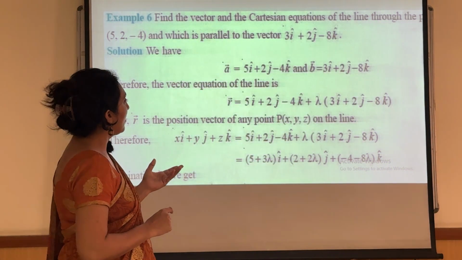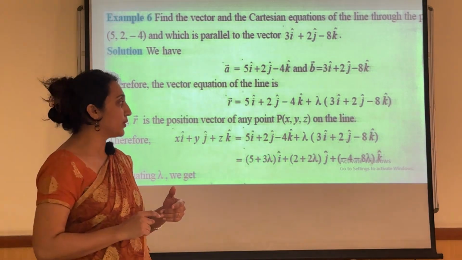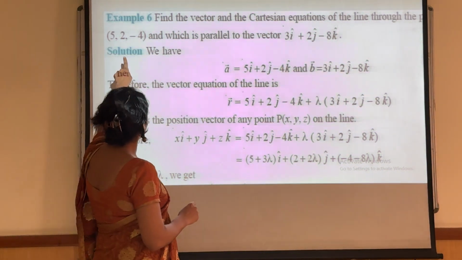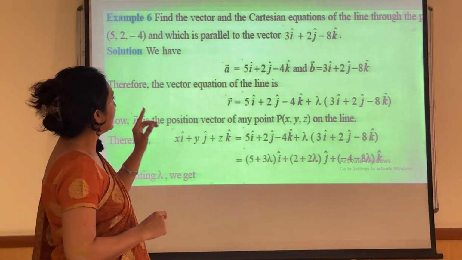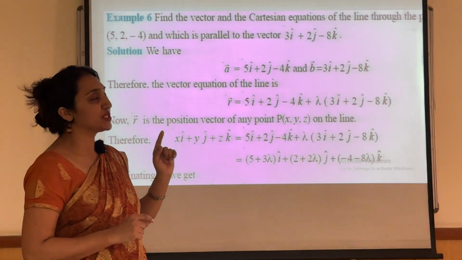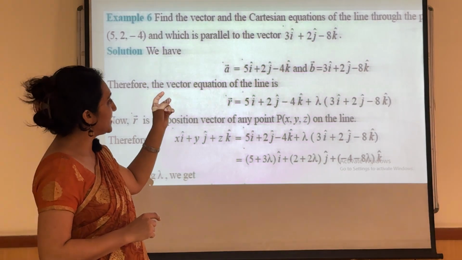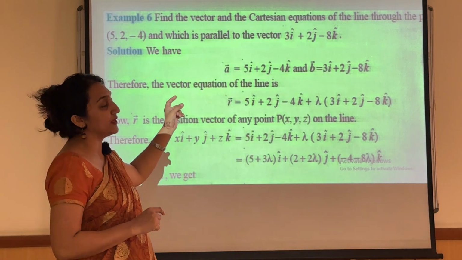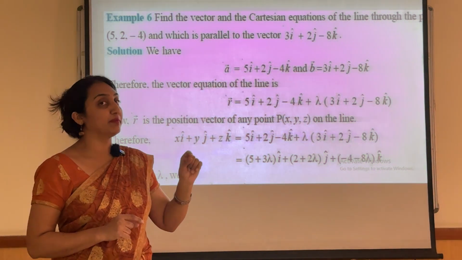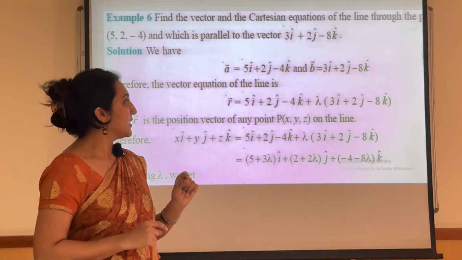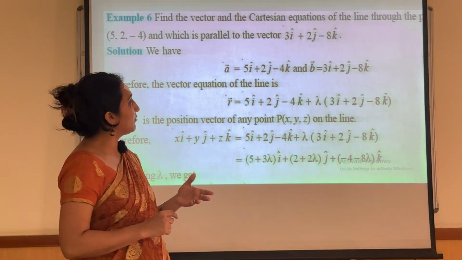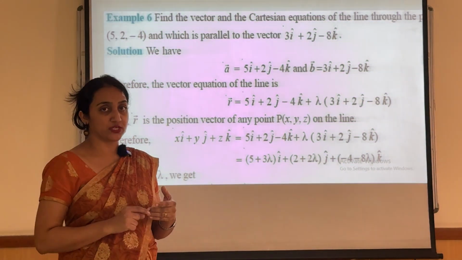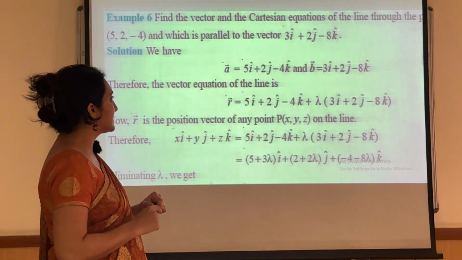Okay. And now how to convert it into the Cartesian equation? Very easy. The point given to us is 5, 2, minus 4, which is x1, y1, z1. The vector given is 3i plus 2j minus 8k. So the coefficients of i, j, k in the given vector are the values of a, b, c, that means the direction ratios. If I put these values in the Cartesian form equation, we will get the Cartesian equation. So let's move to the next slide and see.